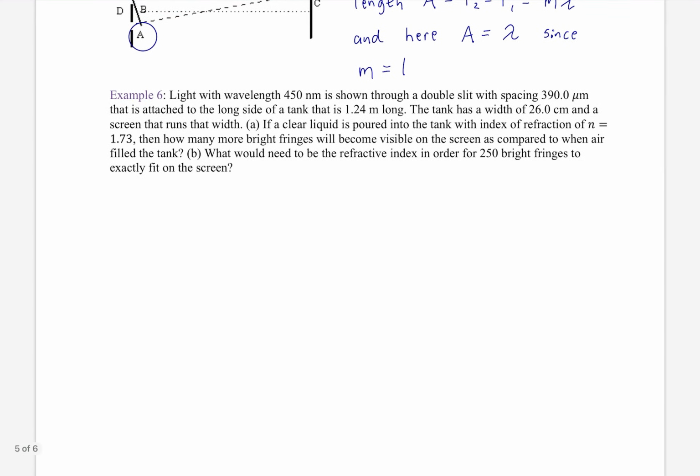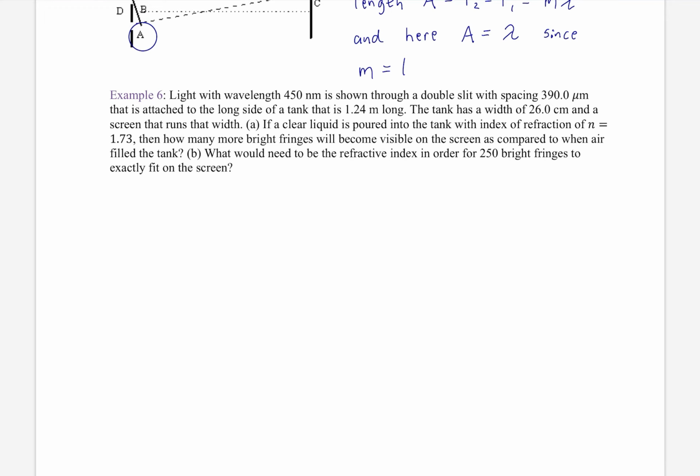All right, final example, the one that involves the index of refraction. Light with a wavelength of 450 nanometers is shone through a double slit with a spacing of 390 microns that is attached to a long side of a tank, because the tank's going to hold a liquid, that is 1.24 meters long. The tank has a width of 26 centimeters and has a screen that runs the width. A clear liquid is poured into the tank with an index of refraction of 1.73.